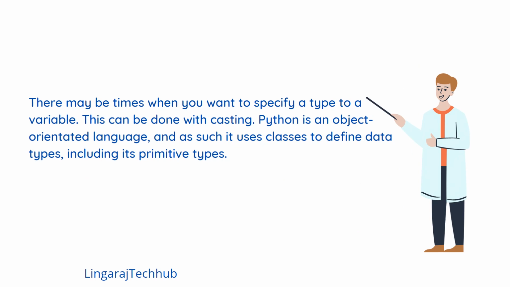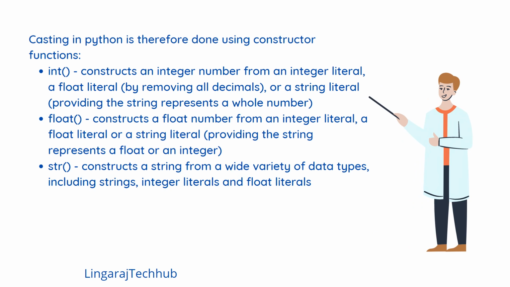First of all, what is casting? There may be times when you have to specify the type of a variable, and this can be done by casting. Python is an object-oriented language which uses classes to define the data types, including its primitive types. Python has inbuilt classes to define the data types including the primitive types. The primitive types here are int, float and string.